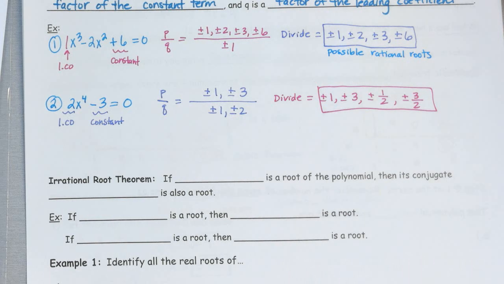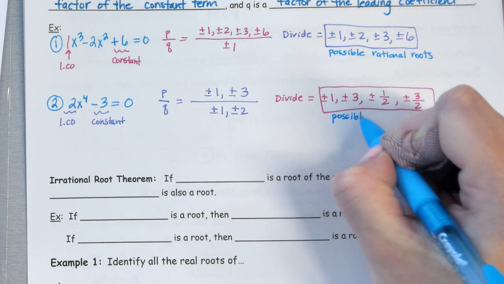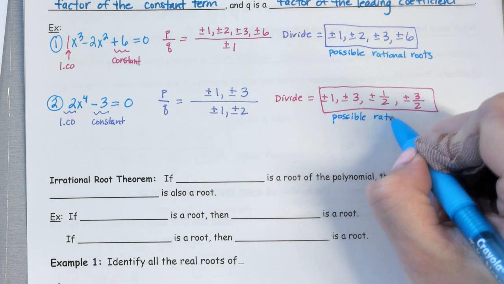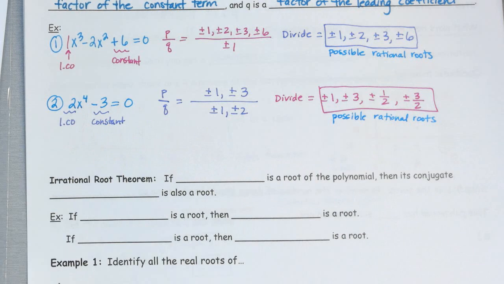Okay, and then so these are your possible rational roots. So again, if the solution to this is a rational root, it will be on this list. Okay, we're also going to use this a little bit later to help us solve equations.